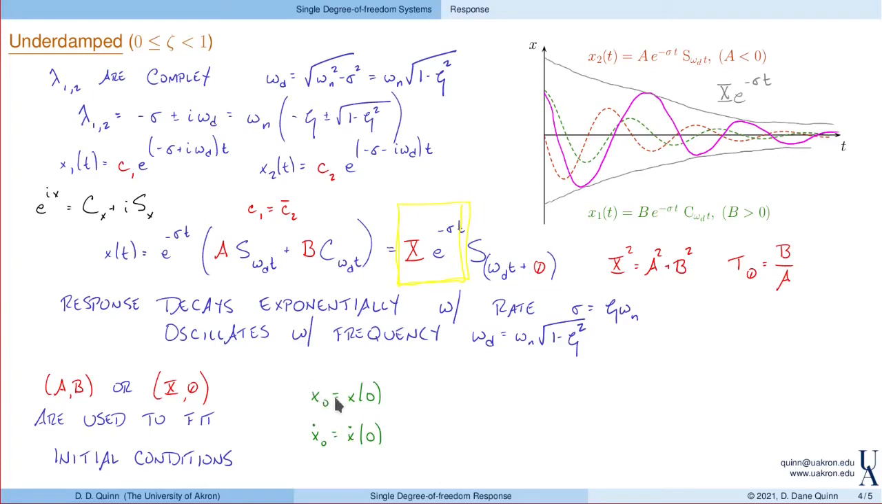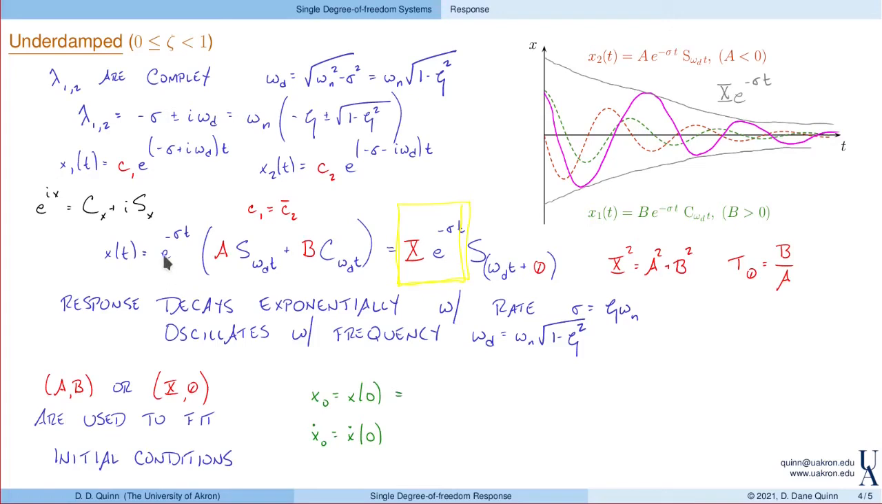So these are very general, right? These are the most general initial conditions we could have, right? Some position, some velocity. How do we evaluate A and B? Well, I will essentially go up and substitute in t equals 0 and figure out what this reduces to.